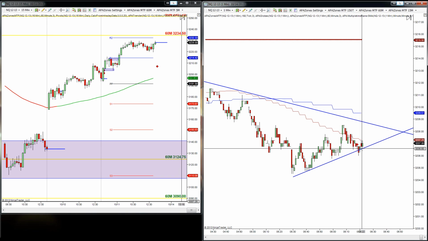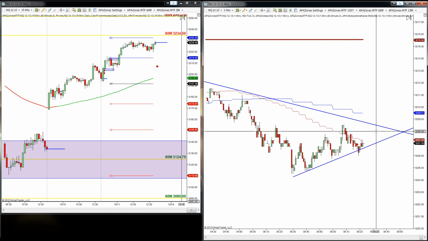I would say that price kind of bounced off that trend line there. So we're definitely wedging at best.